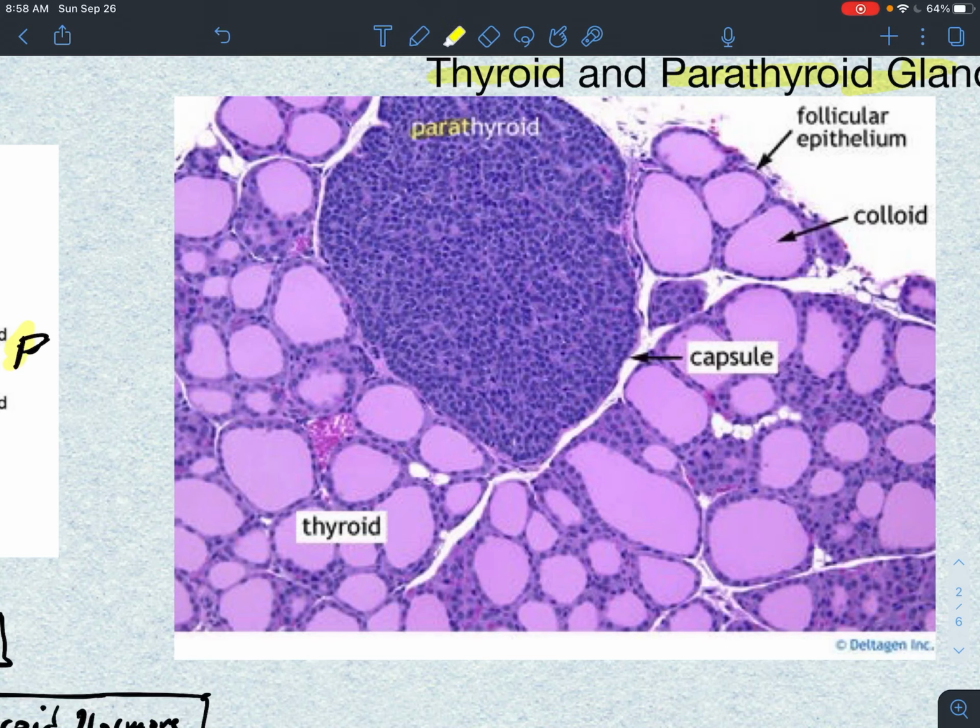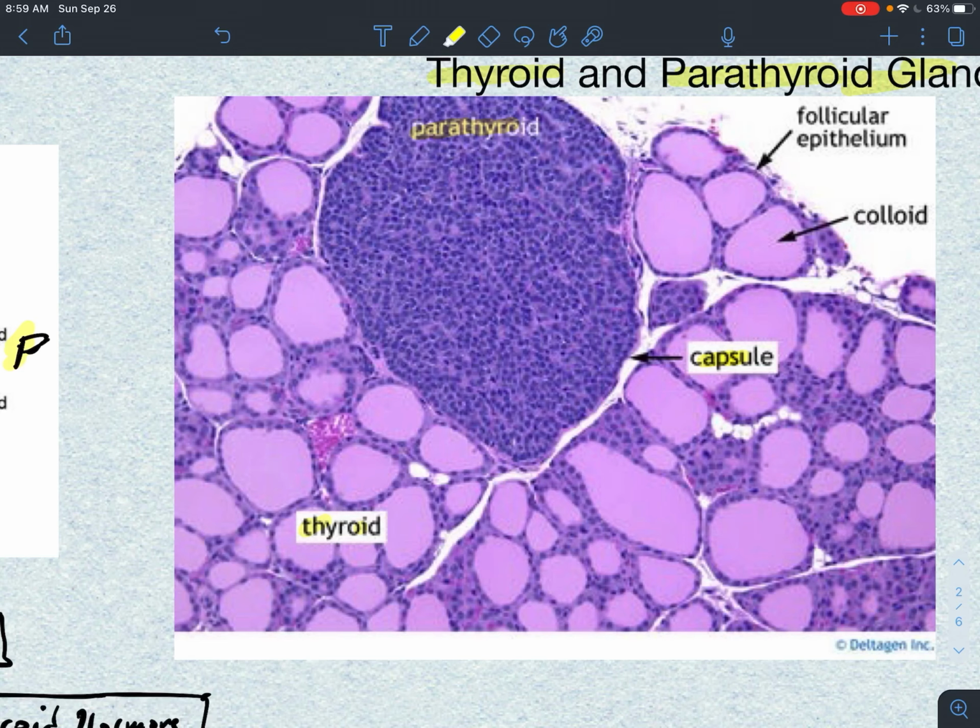You've got the parathyroid gland, which looks like that lobe, right? I mean, it's off to itself. There's obviously a capsule that's defining its border. So it's its own thing. And then surrounding it, you've got the thyroid gland.